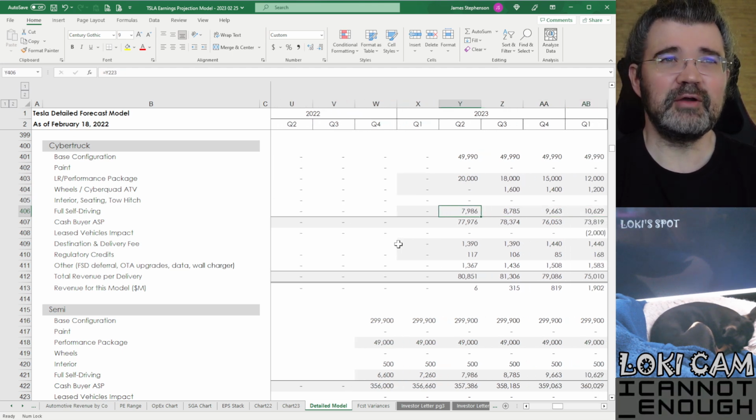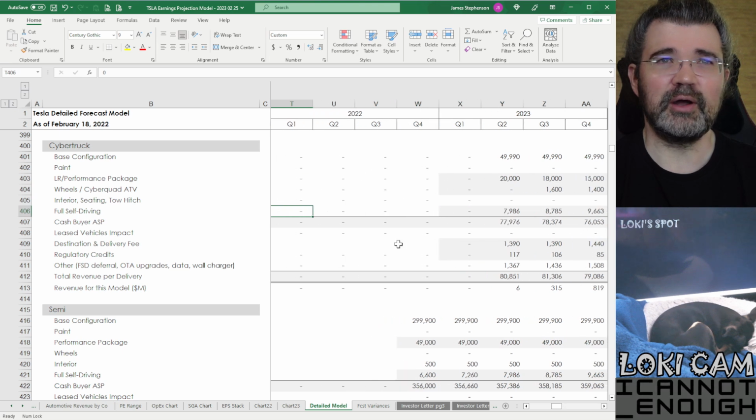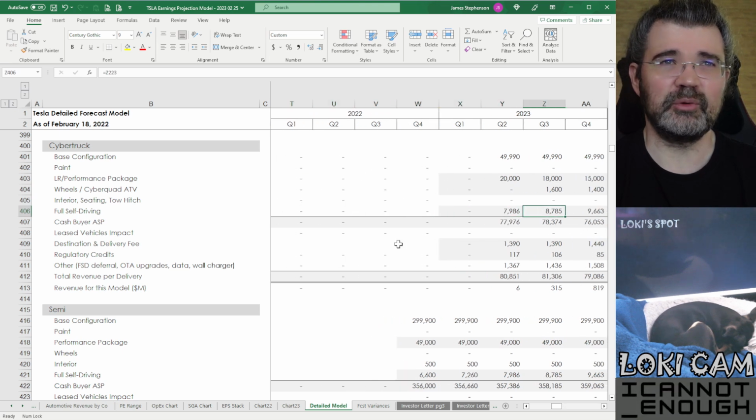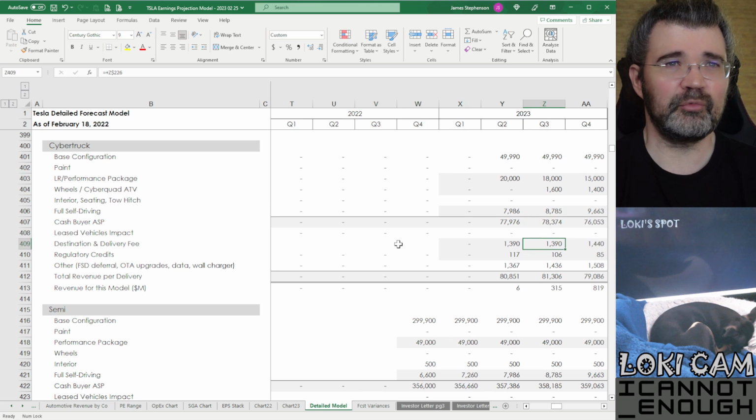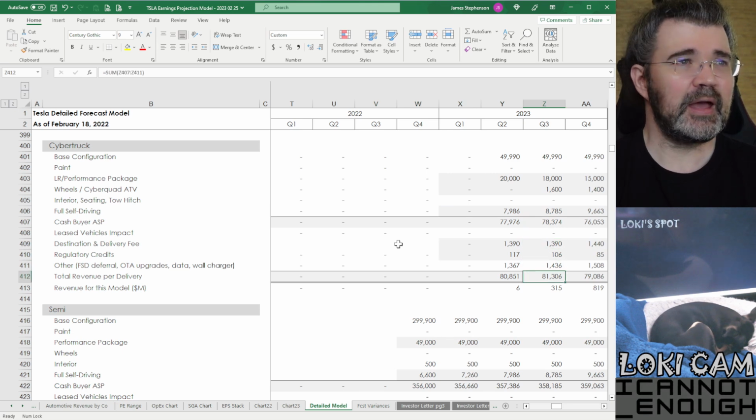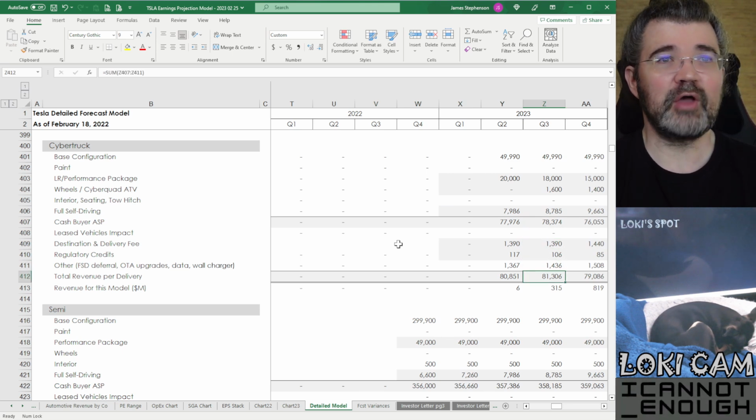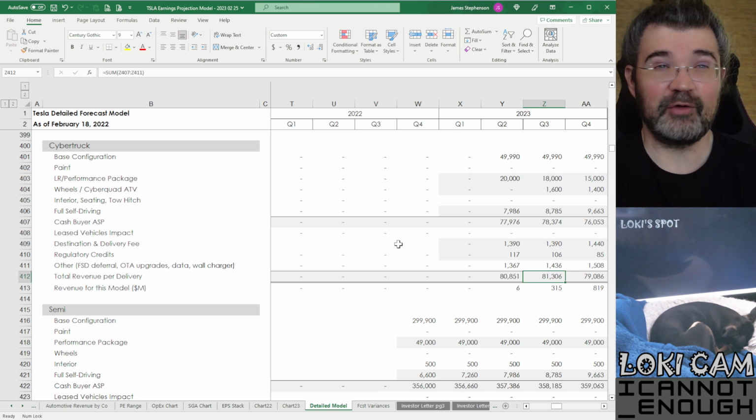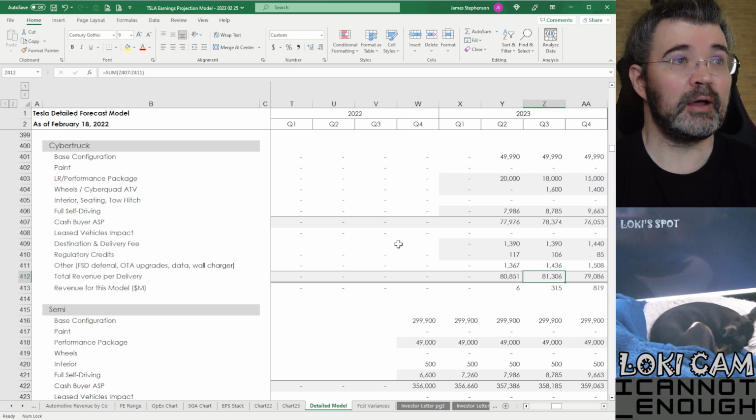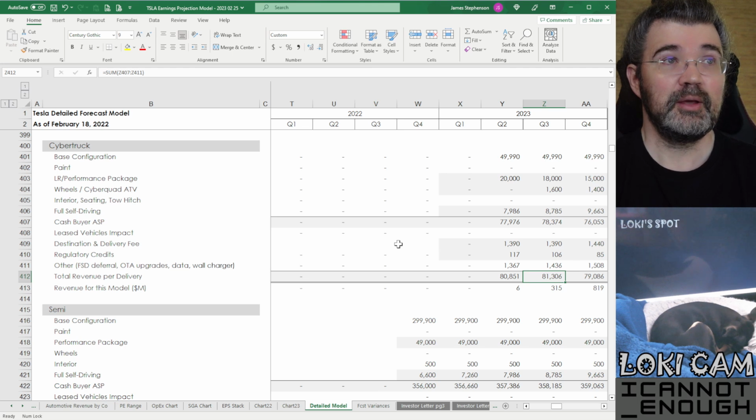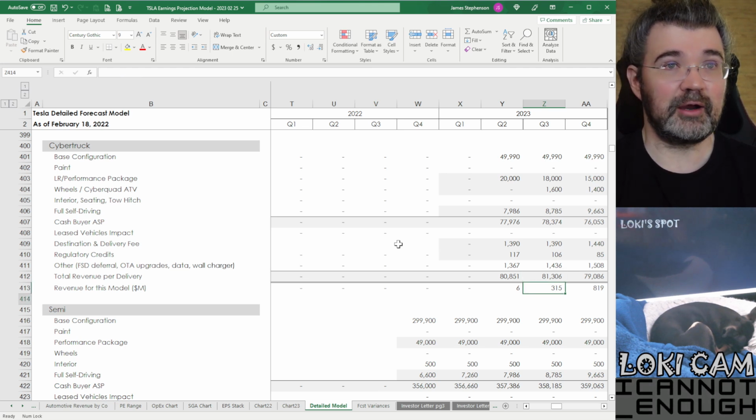Full self-driving take rate ought to be pretty high on this one. I guess I'll stay consistent and just show you 2022 and 2023 columns here. Making total revenue per Cybertruck delivered of about $80,000 because I think they're going to start by making those multi-motor configs that are priced higher.